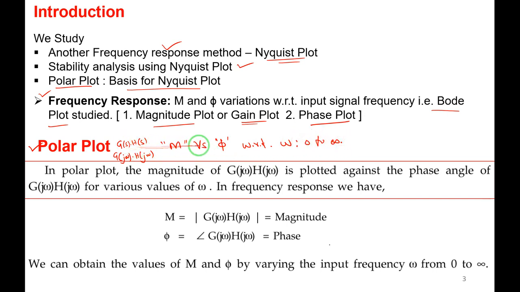So what does the polar plot mean? The magnitude versus the phase of the open loop transfer function G(j omega)H(j omega) with respect to frequencies varying from 0 to infinity. That we call the polar plot, right? The same thing I told here. In the polar plot, the magnitude of G(j omega)H(j omega) is plotted against the phase angle of G(j omega)H(j omega) for various values of omega. We know that the magnitude, we can write it, magnitude of G(j omega)H(j omega).